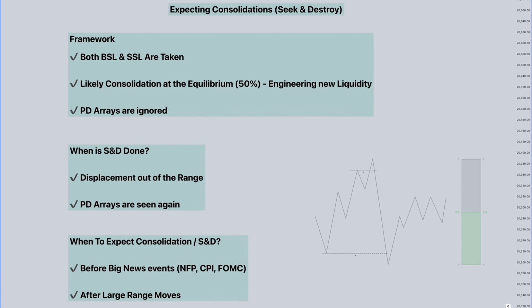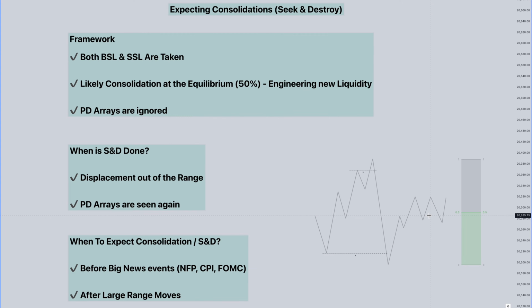First, let's go over the framework. The first part of the framework is when there's both buy-side liquidity and sell-side liquidity taken. In this example, you see we first took buy-side liquidity and then we took sell-side liquidity. What you will see likely next is a consolidation at the equilibrium of that range. So you have your swing high, swing low, and around 50% price is going to consolidate.